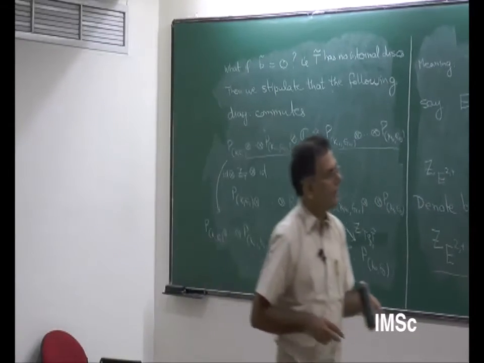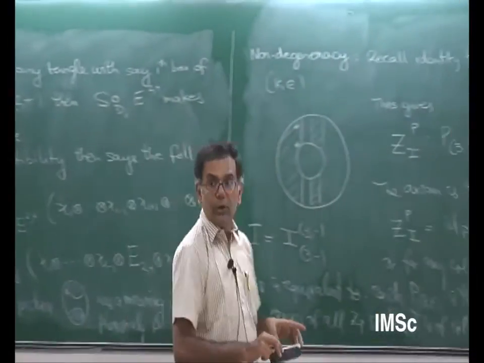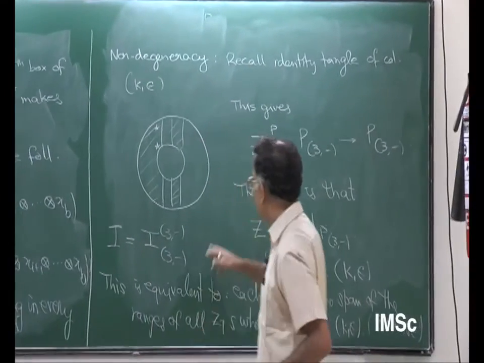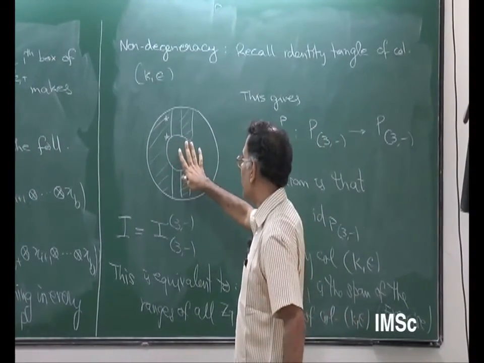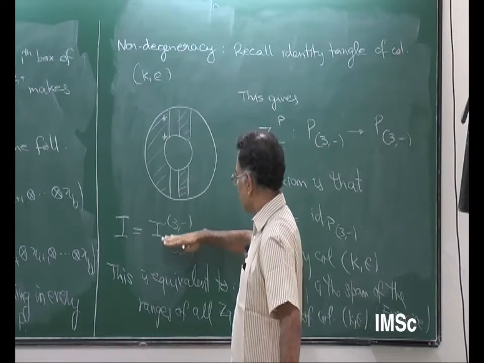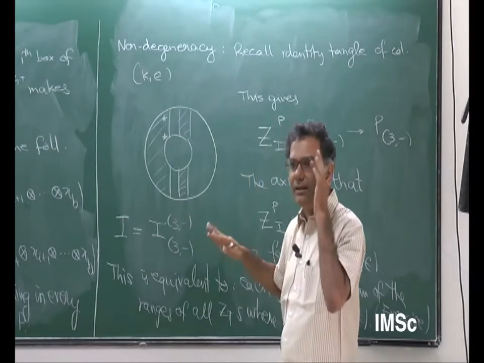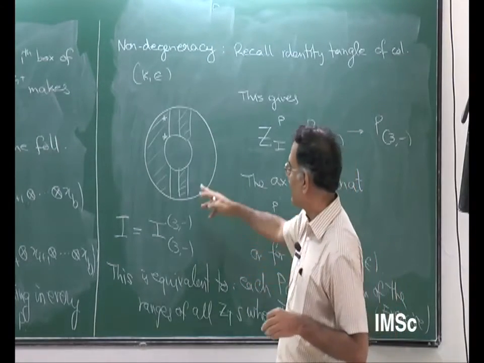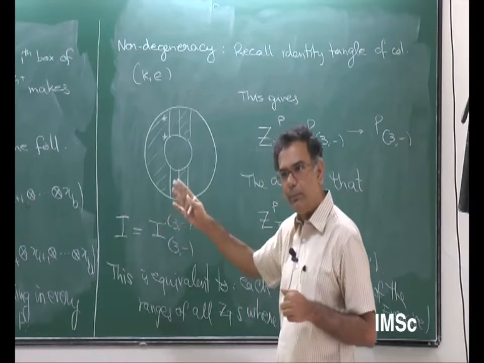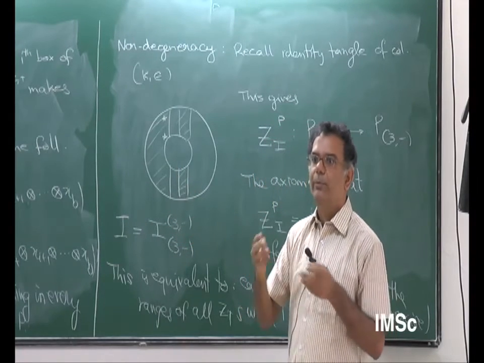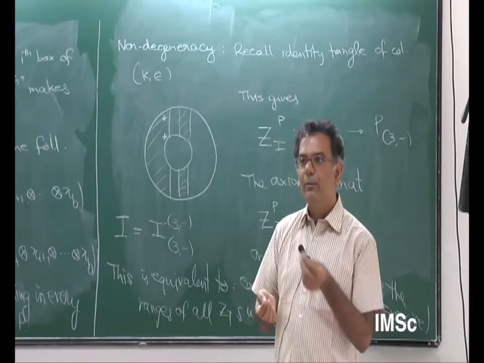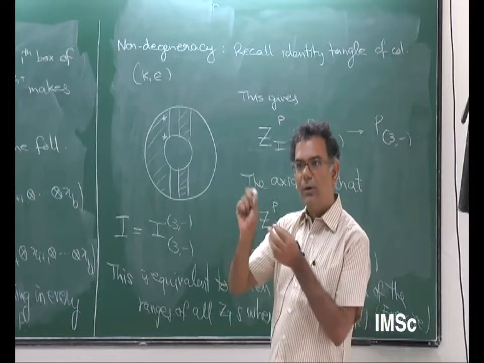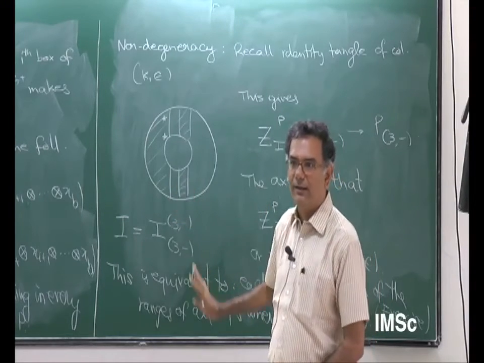Non-degeneracy says, oh, you're asking why it is called non-degeneracy. See, what could happen in a planar algebra is this gives a map from 3 minus to 3 minus. Given just the rest of the axioms, it could very well happen that this map is not the identity map between P3 minus and P3 minus. It could be a projection. In general, it could happen, but we want that projection to be the whole thing. We want it to be identity. This projection has no kernel. That's all we are saying.